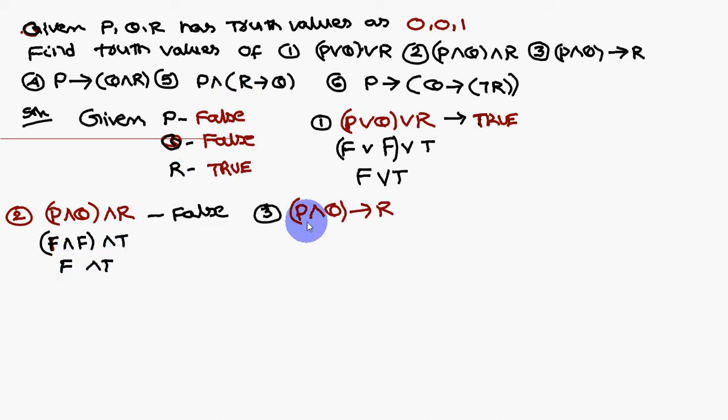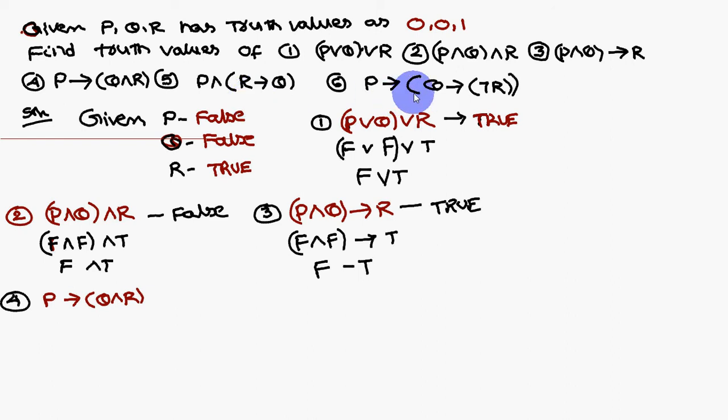Next is P and Q conditional R. P and Q: P is false, Q is false. The AND logical connective says both should be true. Therefore this is false, and R is true. In the conditional, I am saying, first statement true and second statement false gives false. In the remaining cases it is true. Therefore this is the remaining case, so it is true.